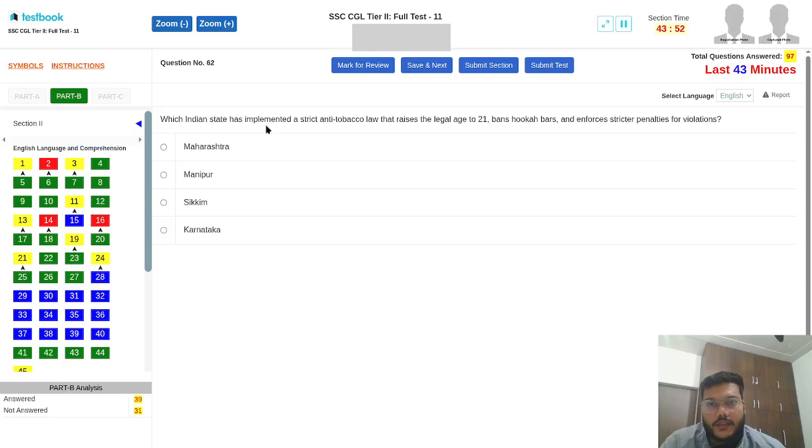Which Indian state has implemented a strict anti-tobacco law with the legal age of 21, bans hookah bars and imposes strict penalties for violations? Banganga festival is held in the city of Ganesh.